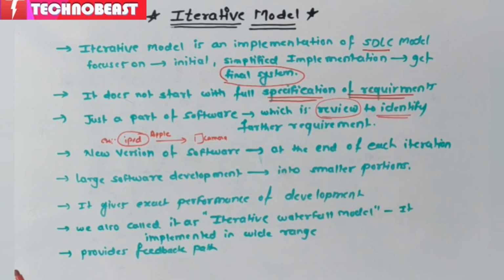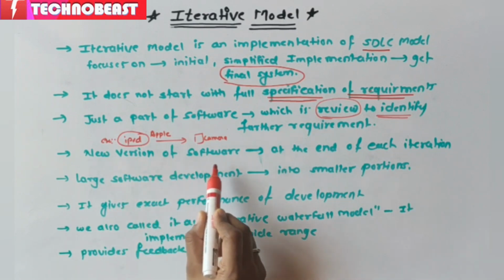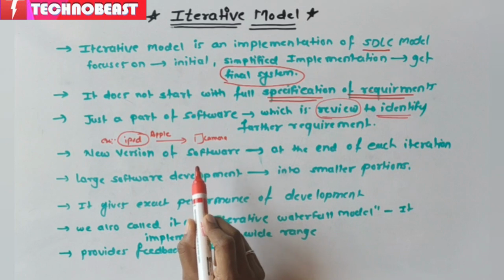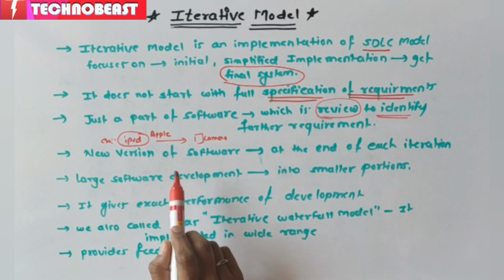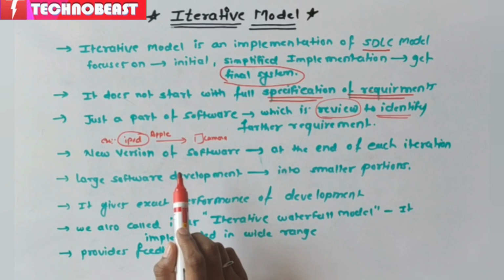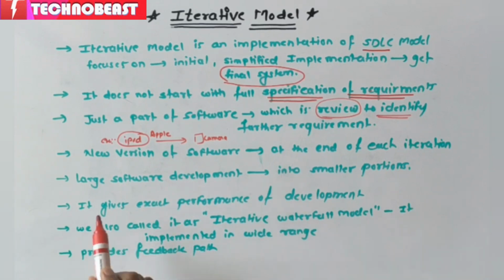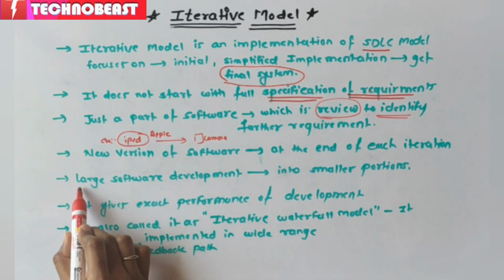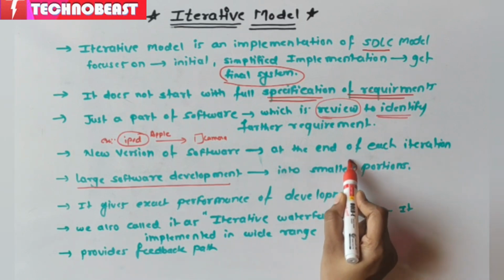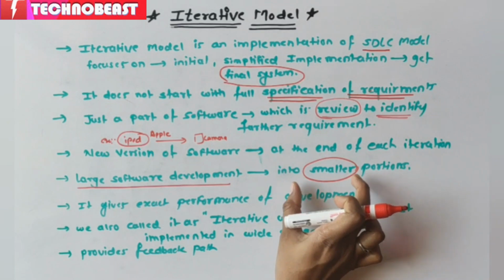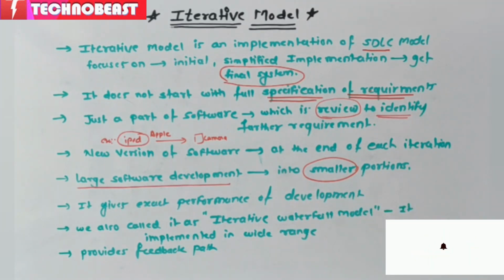This process is then repeated, producing a new version of the software at the end of each iteration of the model. Means at the end of each iteration, a new product or new version comes out. So basically the iterative development model is an approach of segmenting any large software development process into smaller portions. Means any large project will come to market in smaller portions with smaller requirements.